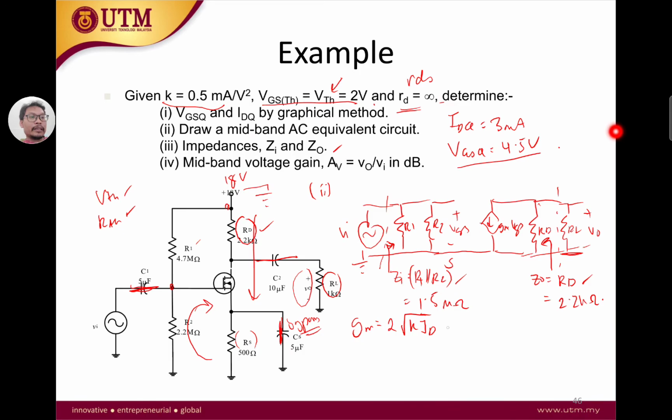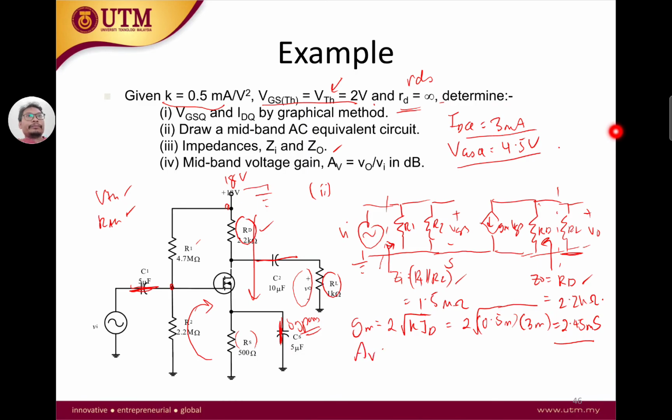Which equals 2 square root of K, 0.5 milli, times IDQ, 3 milli. And here you should get a value of 2.45 millisiemens. Okay, so that's our GM right there.